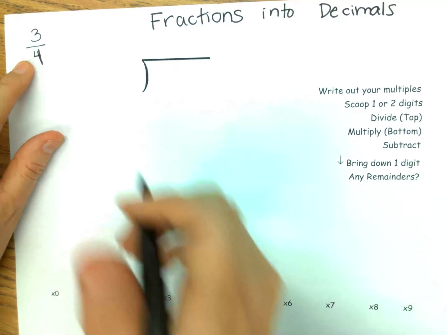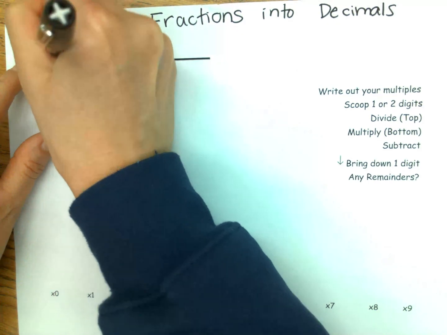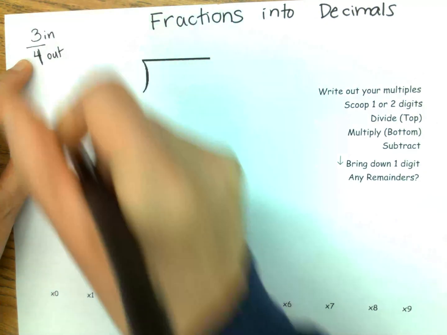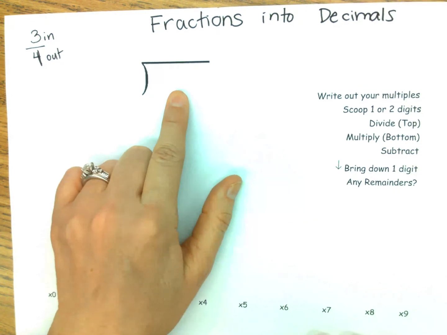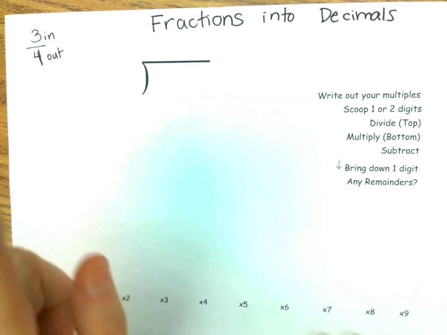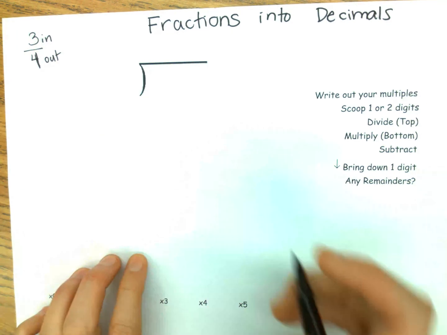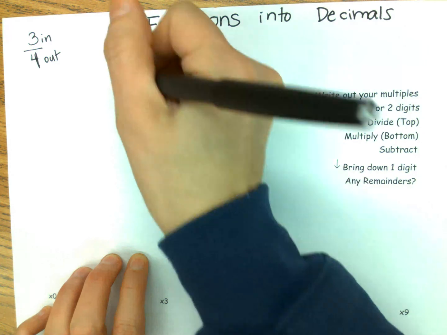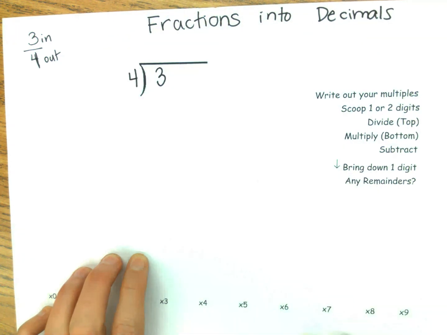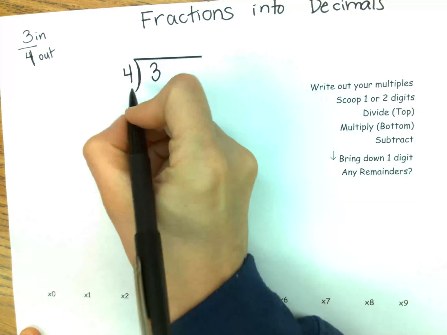I'm going to go ahead and label this with the words in and out, because sometimes kids forget which number goes inside of my division house and which number goes on the outside. And this helps me remember. So I'm going to put 3 inside my division house, and I'm going to put 4 on the outside of my division house.